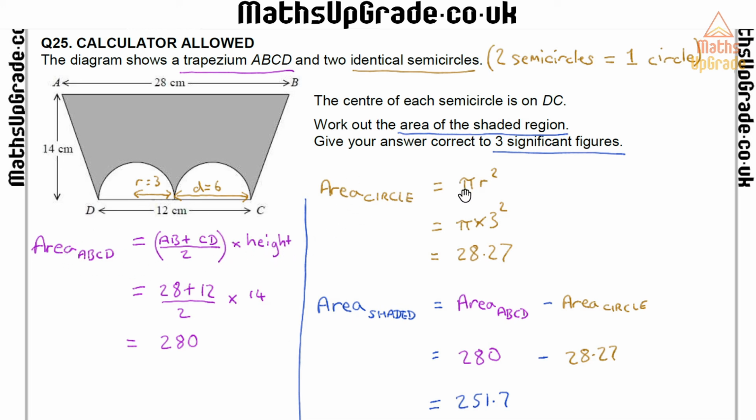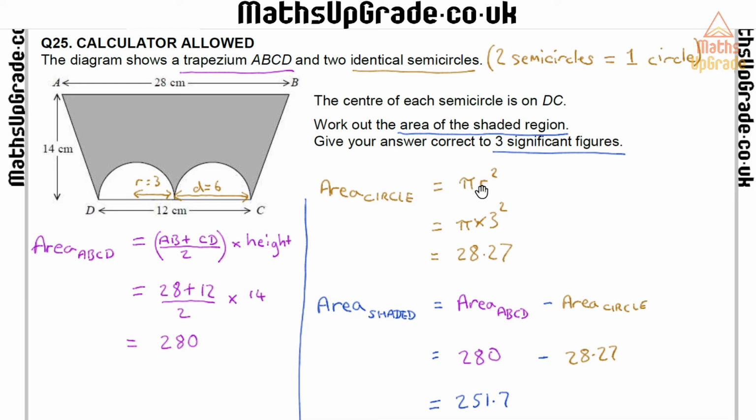The area of a circle is given by pi r squared. These two semicircles do form to give a circle. So let's just find the area of a circle which has got a radius of 3. The reason the radius is 3 is because the whole of this bottom base of the trapezium is 12. And each semicircle is obviously going to be diameter of half of 12, which is 6.